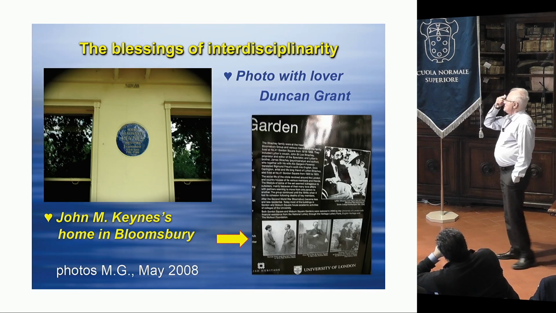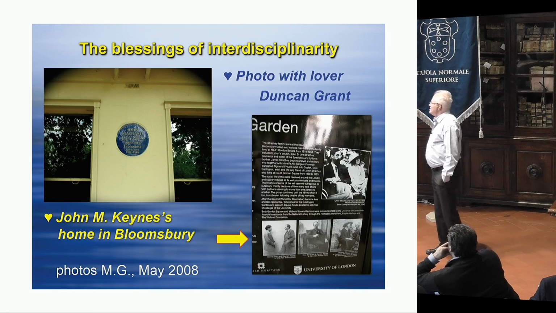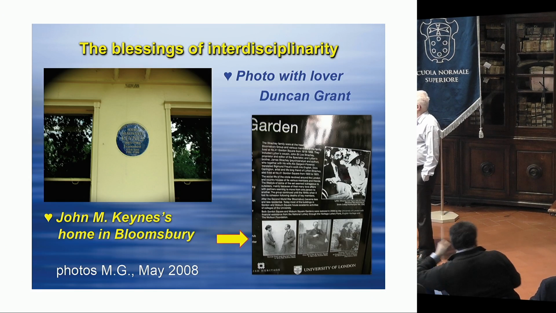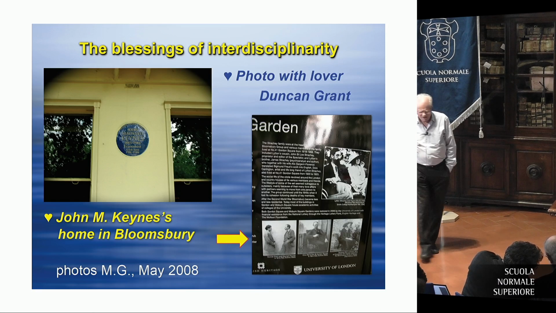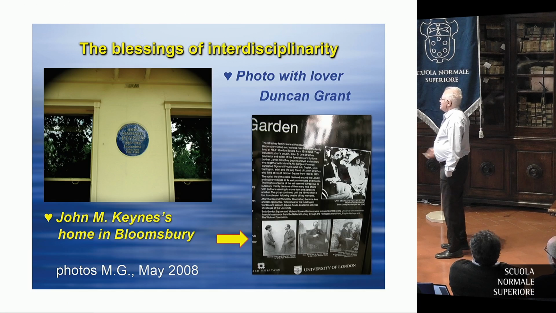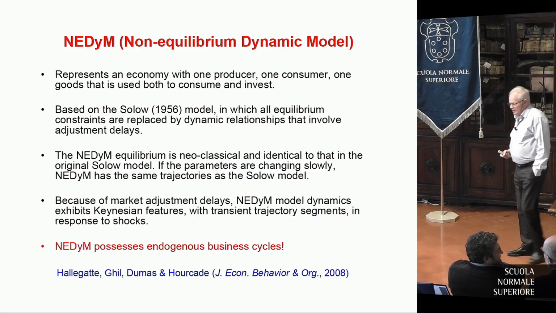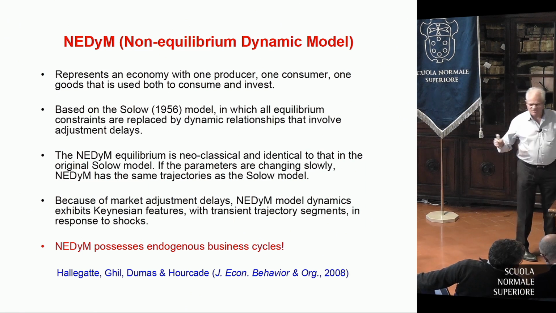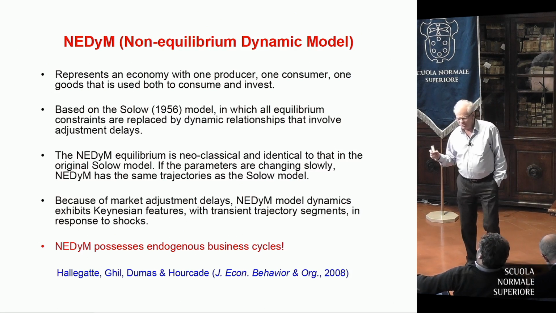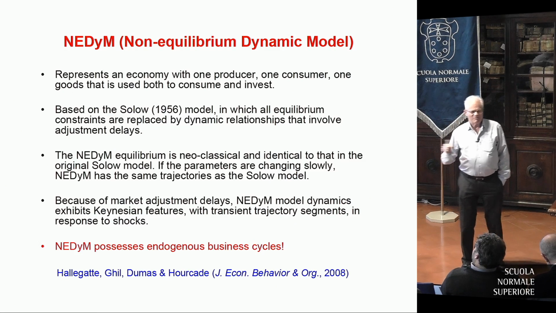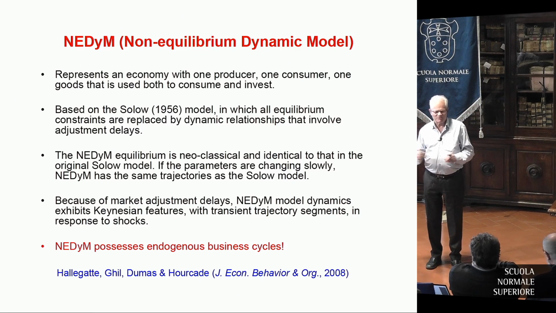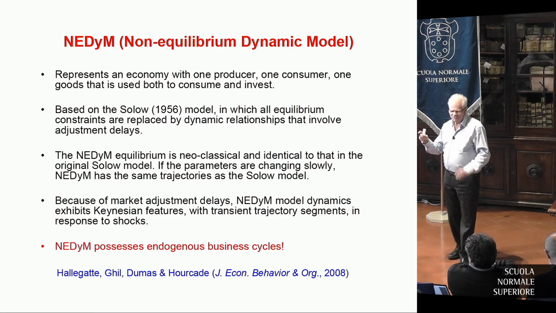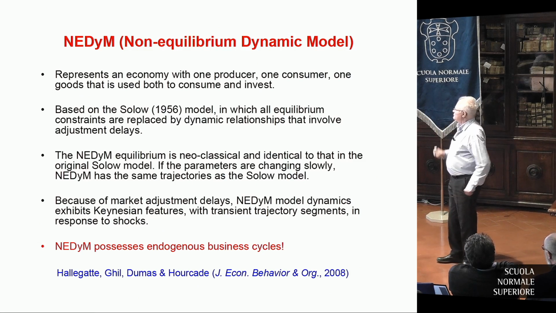Okay? So the blessings of interdisciplinarity, I mean, since I have some friends in London, I went to Bloomsbury, and here's John Keynes's home in Bloomsbury, and in front of this home, in the square, there is this photo of him with his lover, Duncan Grant, who was a poet, okay, May 2008. So there are many things in which Keynes's name shows up these days, and I don't remember all the prefixes. One of them is post-Keynesian, but there are many other ones, and people not only don't talk, the heterodox and the orthodox, but also between the heterodox there are various sects, and they distinguish themselves by the prefix attached to the name of Keynes.